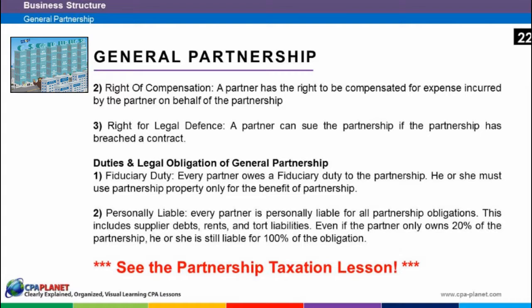Duties and legal obligations of a general partnership. Fiduciary duty. Every partner has a fiduciary duty to the partnership. He or she must use the partnership property only for the benefit of the partnership. Personally liable. Every partner is personally liable, jointly and severally liable, for all partnership obligations, including supplier debts, rents, and tort liabilities. Even if the partner only owns 20% of the partnership, he or she is still liable for 100% of the obligation. Very important point. The CPA exam will ask you about that. Jointly and severally liable.